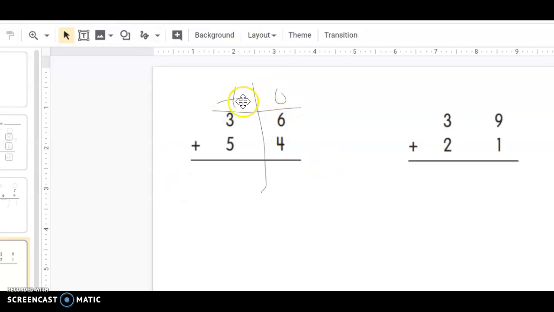What place do I start with, 10s or 1s? You should be following along with me with your paper and pencil. I'm adding my 1s place first. Go ahead and add 6 plus 4 and write your answer.